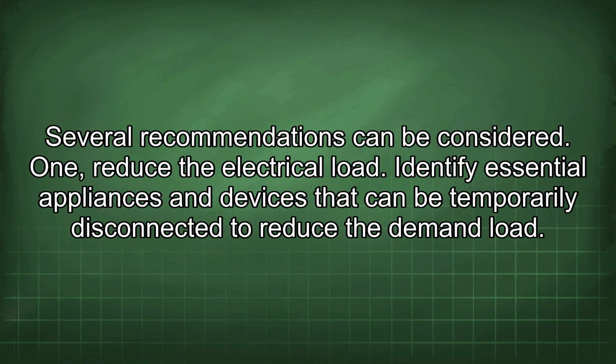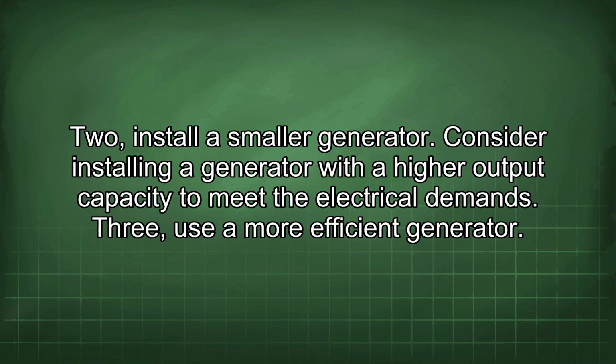Several recommendations can be considered. 1. Reduce the electrical load. Identify essential appliances and devices that can be temporarily disconnected to reduce the demand load. 2. Install a smaller generator. Consider installing a generator with a higher output capacity to meet the electrical demands.